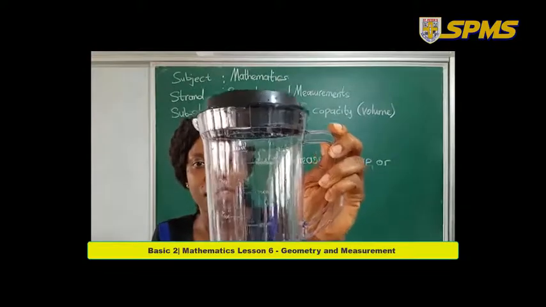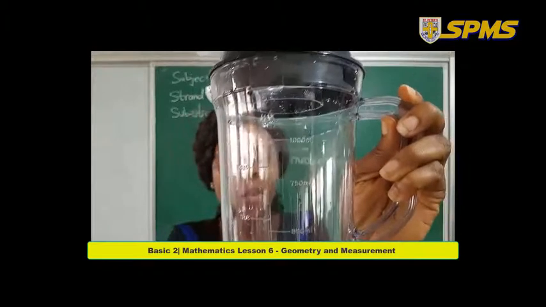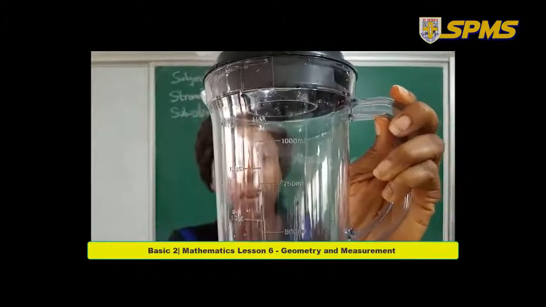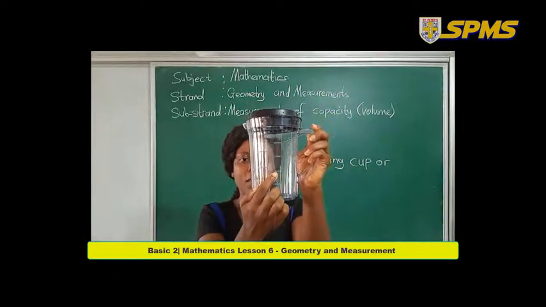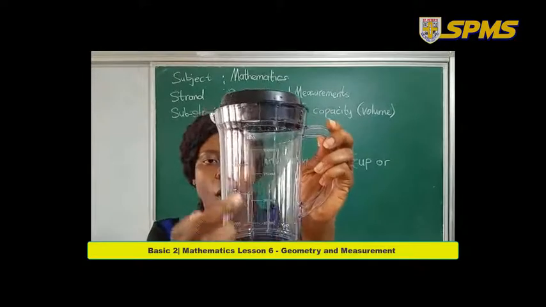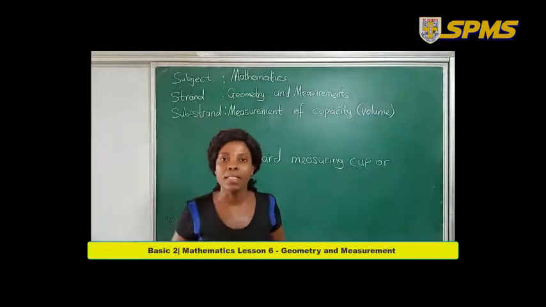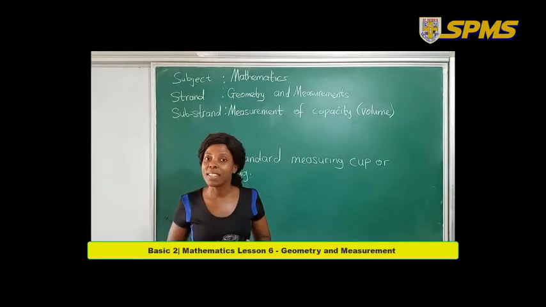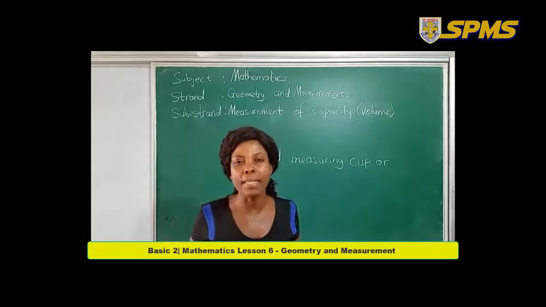What do you see? From the bottom, you have 300 ml. When you go up a bit, you can see 500 ml. On and on and on. What does the ml mean? Yes, that is the standard unit for measuring capacity. So capacities are measured in milliliters.